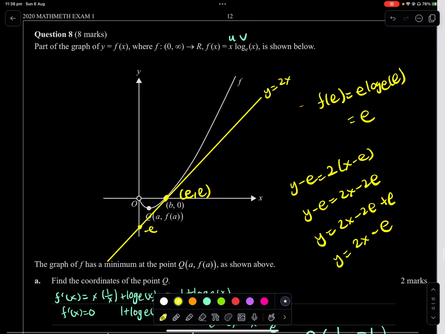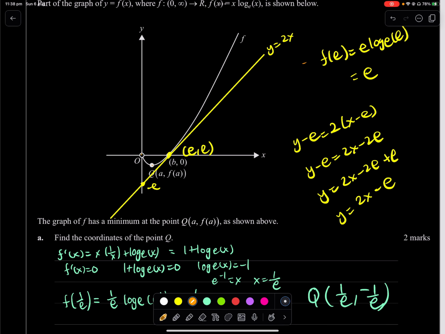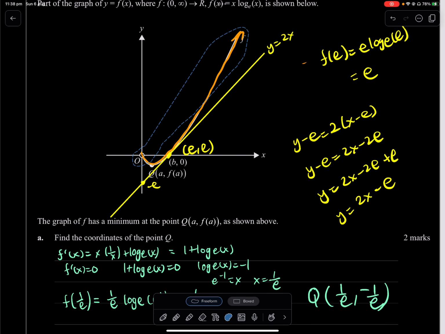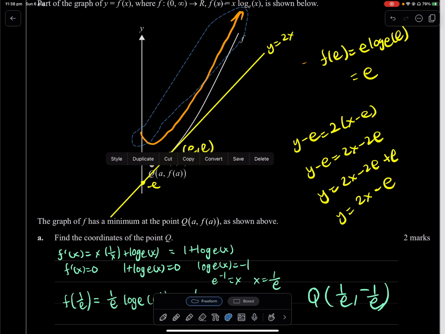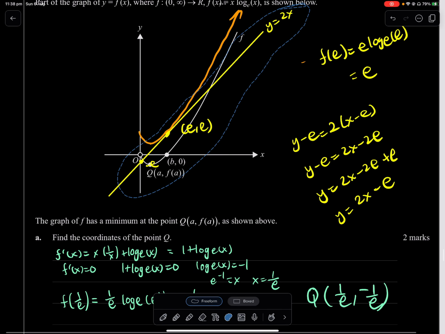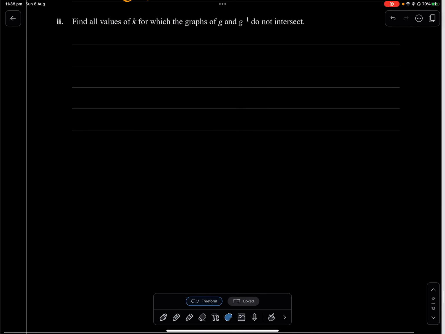Wait, k plus e. So what we're saying is, if I have this graph over here and we translate it e units up. Oh yeah, no. We're supposed to translate this one here. So we translate it e units up, so it'll be like this. And it means that this over here will also translate e units up. And it's still perfect, yeah. Alright, that was a pain.